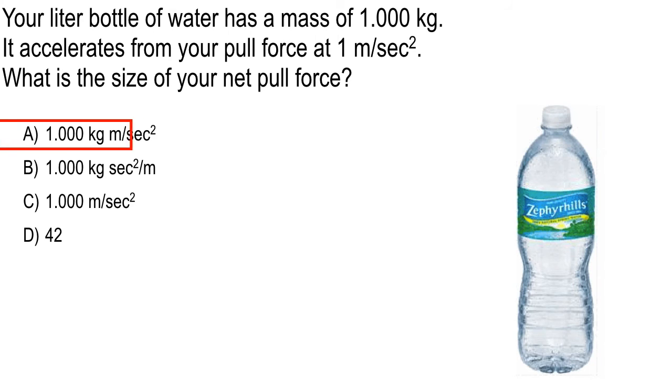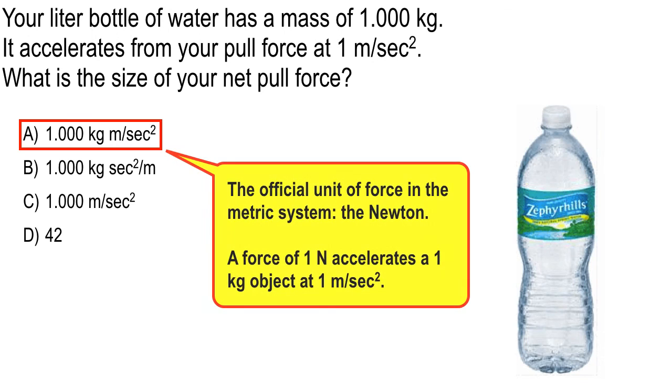Yeah, this one, A is the correct option. Make a note of that. 1.0, it's a mass times an acceleration. So now we've got a mixture of units, kilogram meter per second squared. And that, my wonderful students, is the official unit of force in the metric system. It's called a Newton. 1 Newton accelerates 1 kilogram objects at an acceleration of 1 meter per second squared. All right?